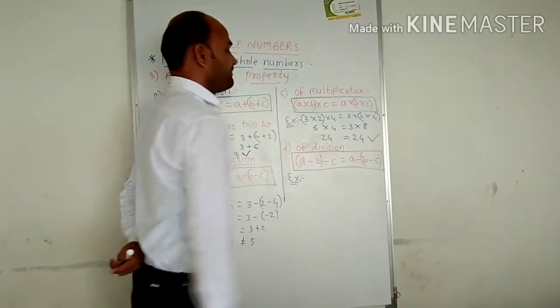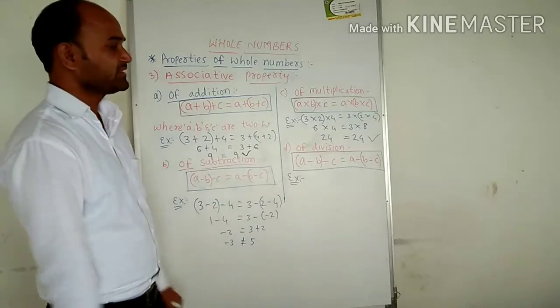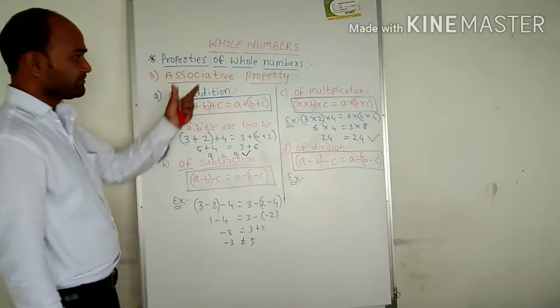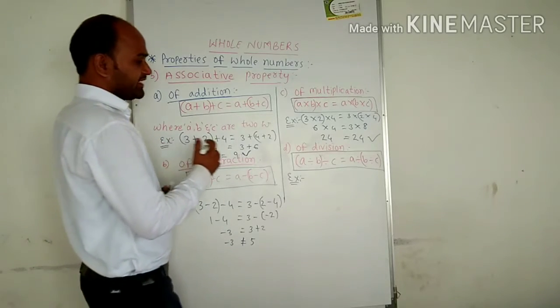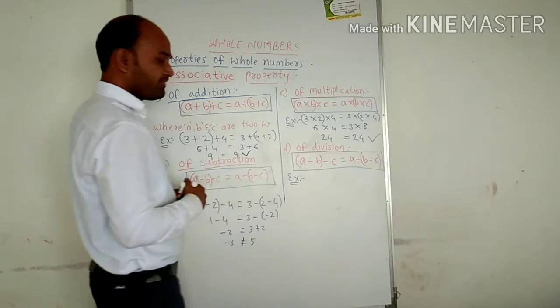The answer remains the same. It means that this property is satisfied. The associative property of multiplication is satisfied. The next one we can see here is the associative property of division.